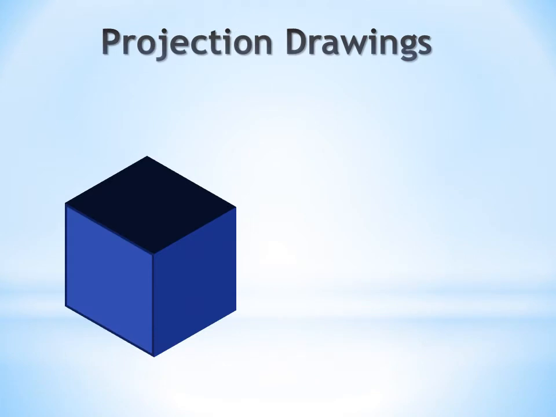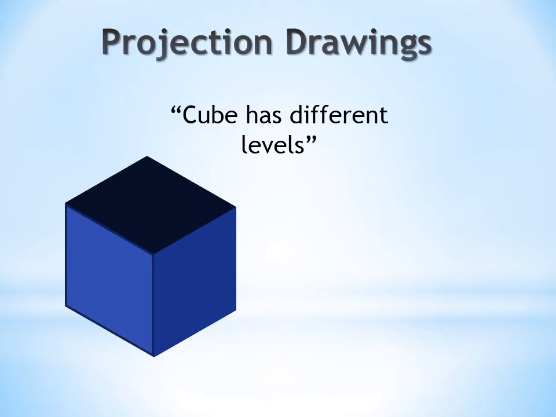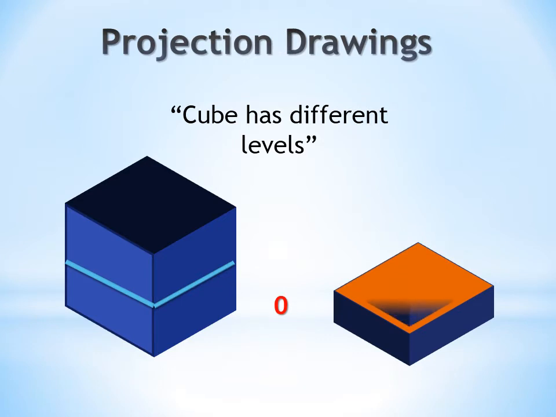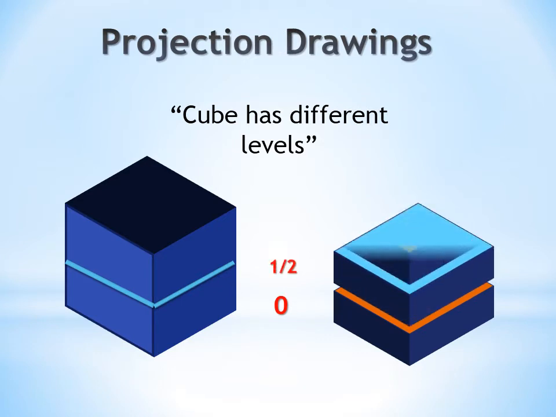In order to turn a 3D crystal structure into a 2D form, we can use a technique called a projection drawing. We can think of the cube as having different levels, 0, 1/2 and 1, and the atoms then can occupy these different levels, as we shall see on the next slide for a primitive cubic unit cell.